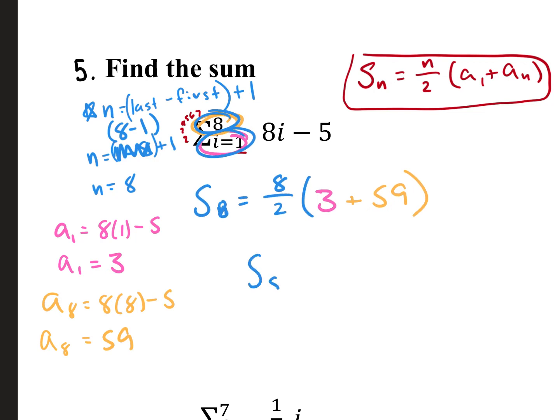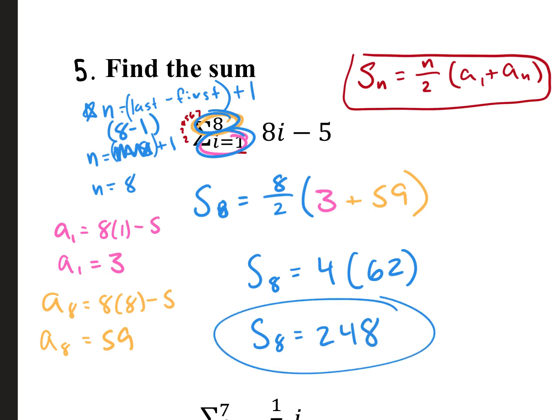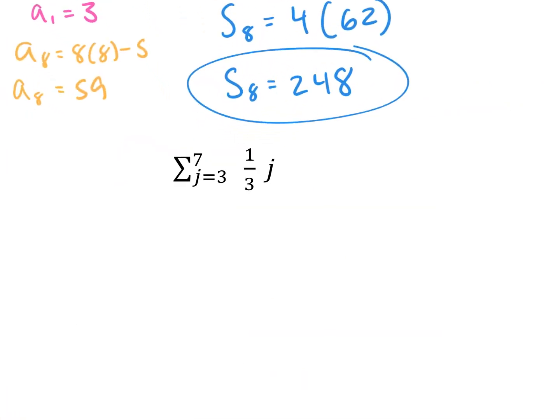So to find the sum, this would be 4 times 62, which is 248. Anybody agree? Disagree? Let's look at the next one.